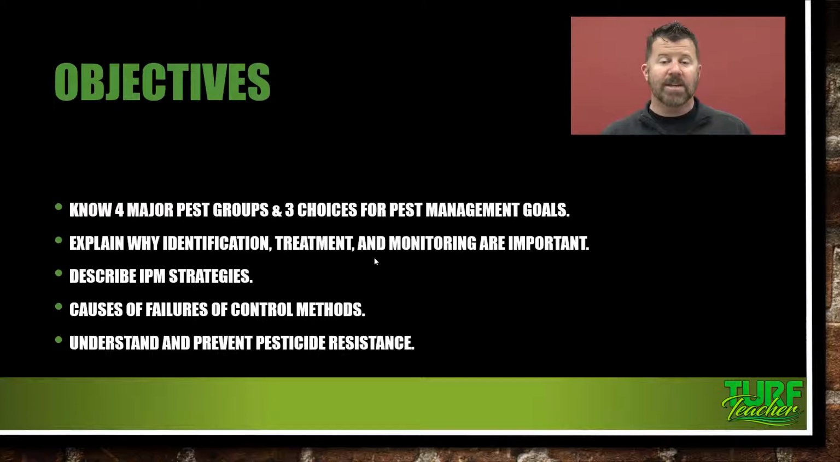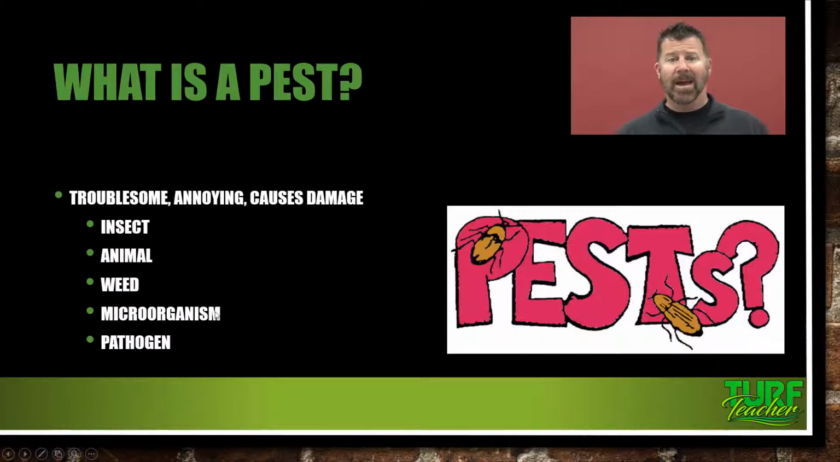Guys, if it's using the same chemical over and over again, it's not going to be efficient in years to come. We're going to understand and prevent pesticide resistance. A lot of insects are very responsive to developing that resistance to the same insecticide that we use over and over again, and they pass it on down from generation to generation.